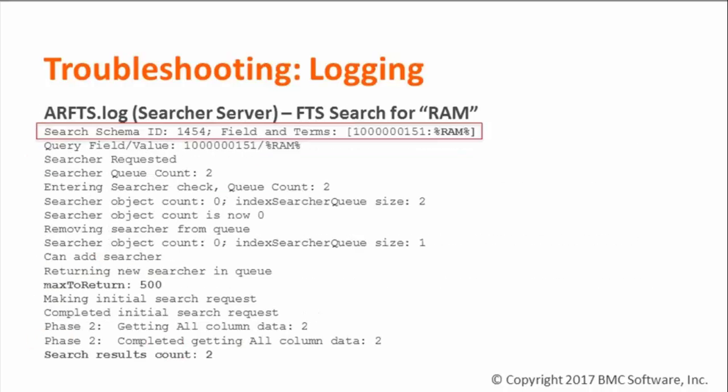Now here's another example, a snippet from the same log file from a searcher server where we were performing an FTS search, not a global search, but again for the word RAM. And here the full text search queried a specific form and fields, and you can see the exact search criterion that took place. Again, later in the file, you see the max to return was still 500, and it returned 2 results. So again, this is really good information to try to identify exactly what search took place when a user might complain that they're getting the wrong results.